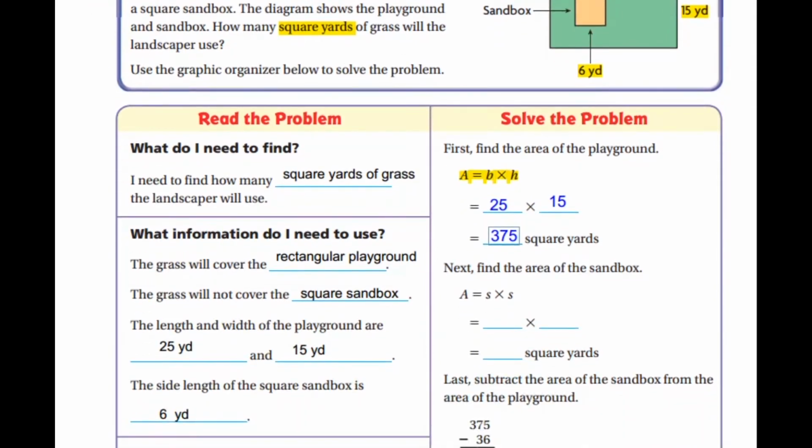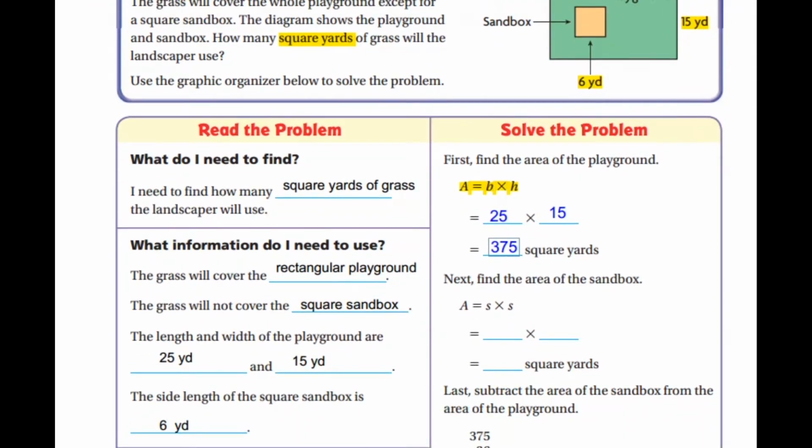Next, the area of the square is multiplying B times H. And because B and H are both the sides of the square and they are both equal, the area is equal to s times s, because it's the same side length. So each side length is 6, 6 times 6 equals 36. Is that right? Now let's subtract.